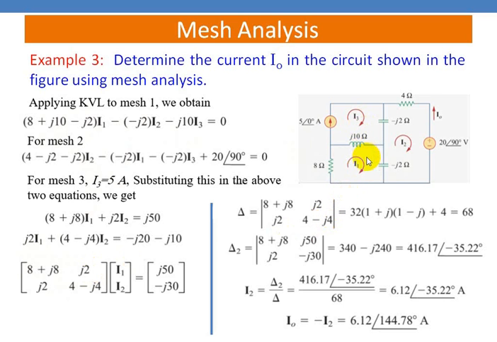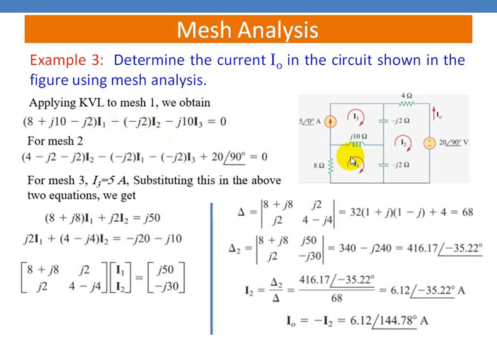So which is the element common between first mesh and second mesh? This element. So here minus J2 ohms. Now while writing here, if the current directions are opposite, this element is common between first mesh and second mesh, so you have to write a minus sign, minus of this reactance, minus J2 into I2.